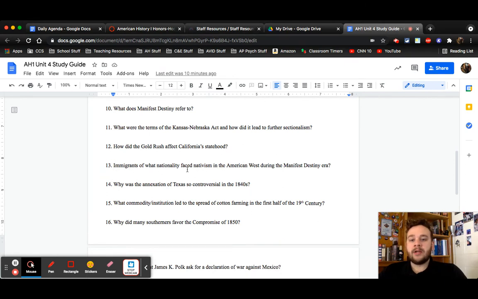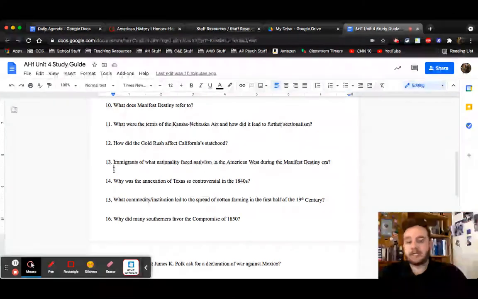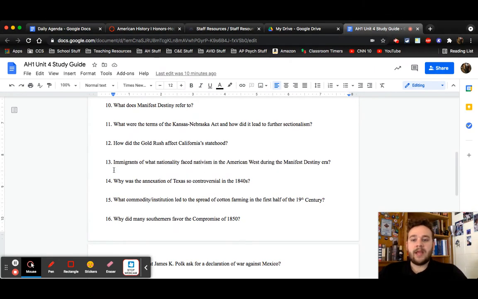13, immigrants of what nationality faced nativism in the American West during the Manifest Destiny era? Asian Americans, specifically Chinese. Chinese Americans were instrumental in helping build the Transcontinental Railroad, and they faced an immense amount of nativism and racism in the American West. There's even been an uptick in anti-Asian hate crimes today in America. So we can tie that into the nativism that they faced in the 1840s, 1850s, and even into the 1870s as the Transcontinental Railroad was still being built and eventually opened.